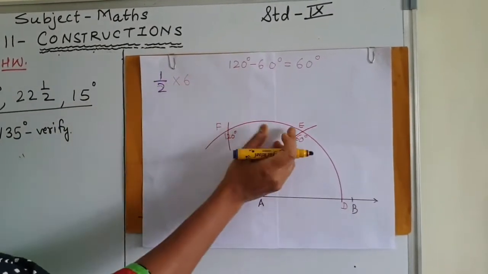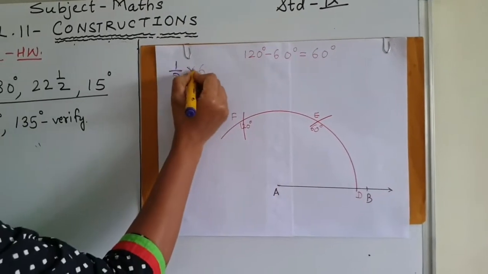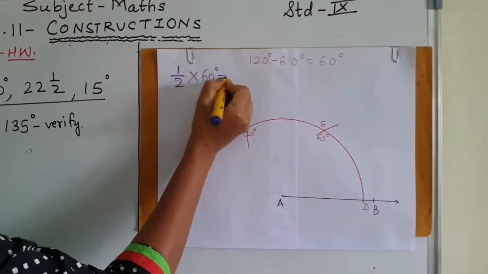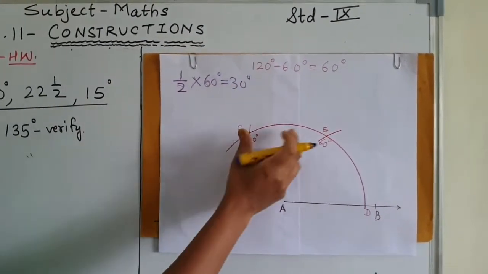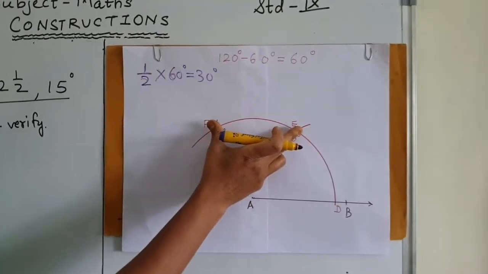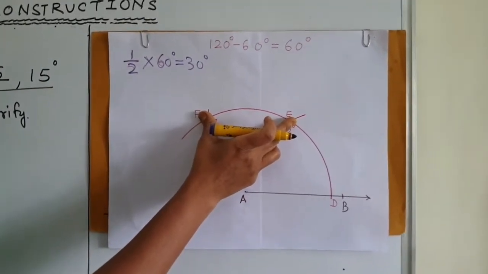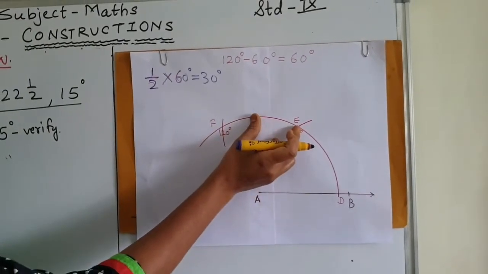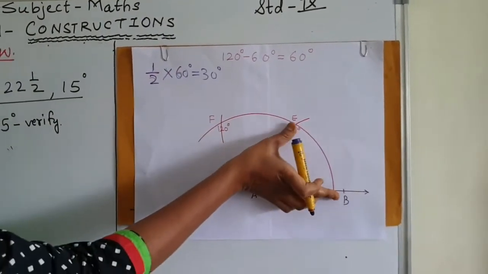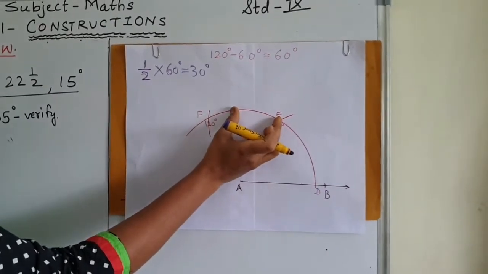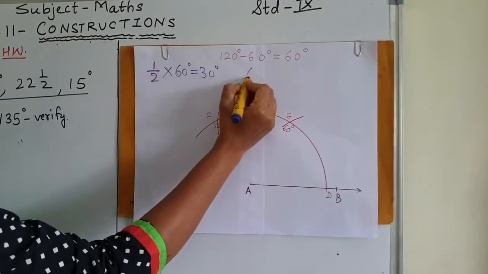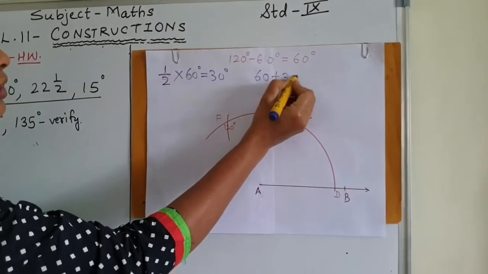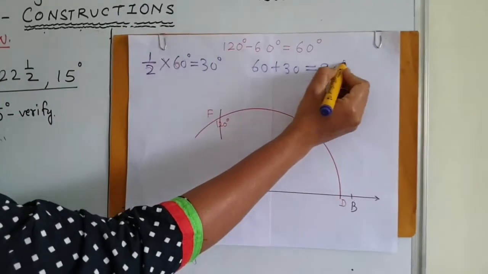So this whole arc is of 60 degree. What is half of 60 degree? That is 30 degree. So if you draw the angle bisector of this arc, you get a point which will be of this much arc of 30 degree. So this 60 degree plus this 30 degree, what do they give us? 60 plus 30 will give us 90 degree, right?